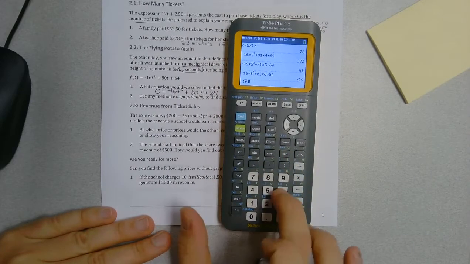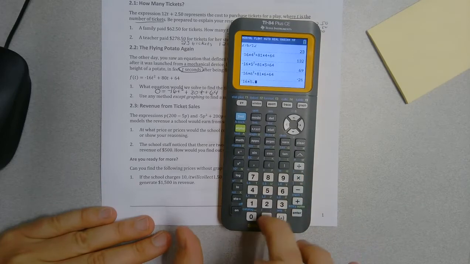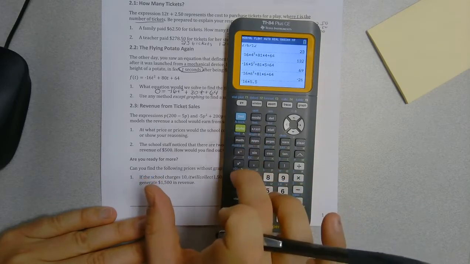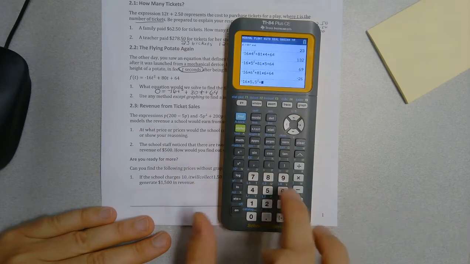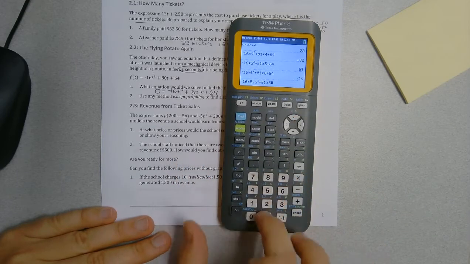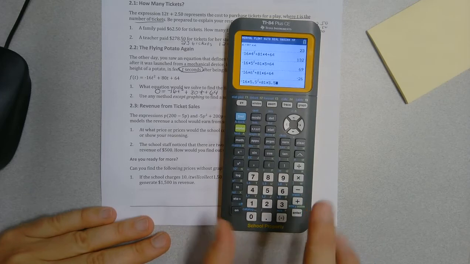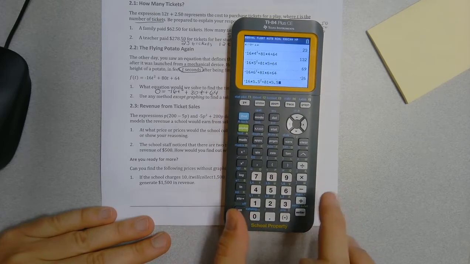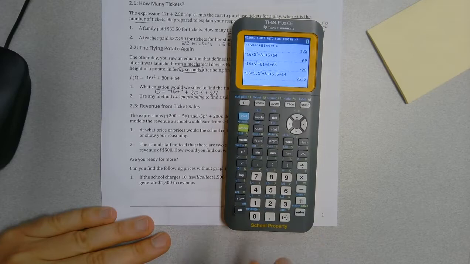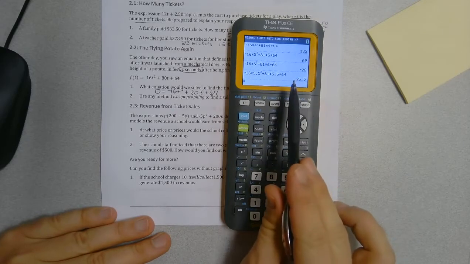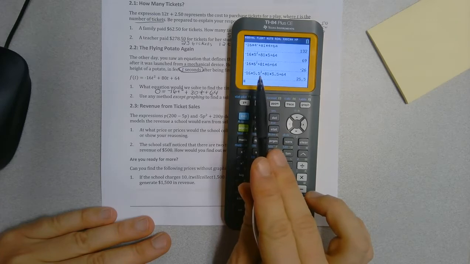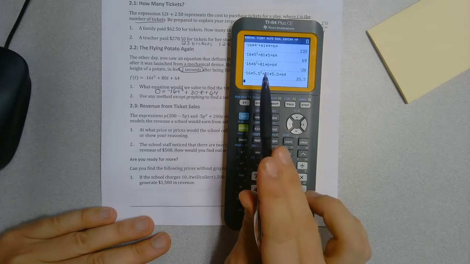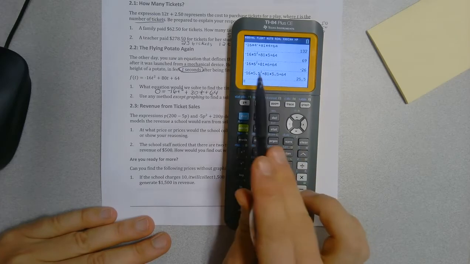So negative 16 times 5.5 squared plus 80 times 5.5 and then plus 64. And I got 25.5. So 5.5 is a little bit too small, and maybe it's between there.